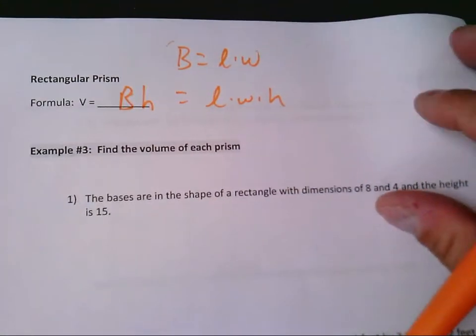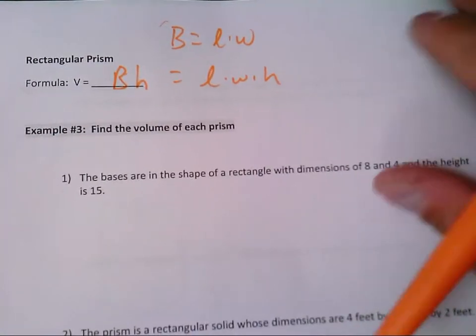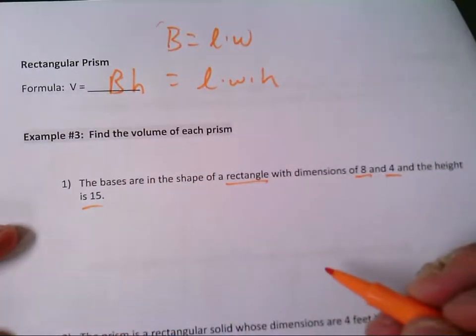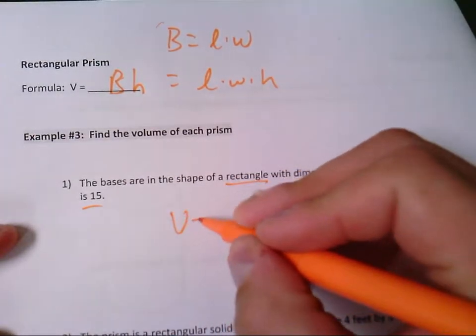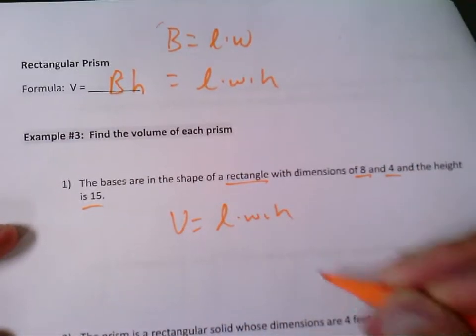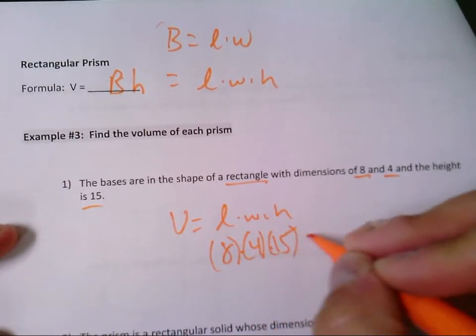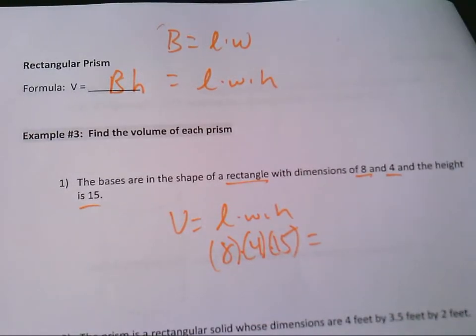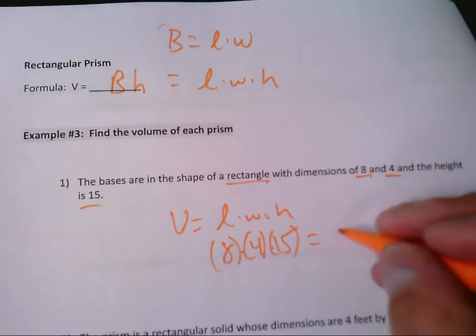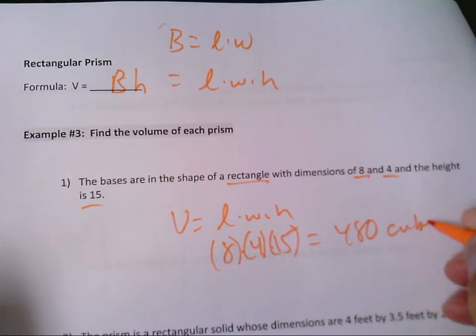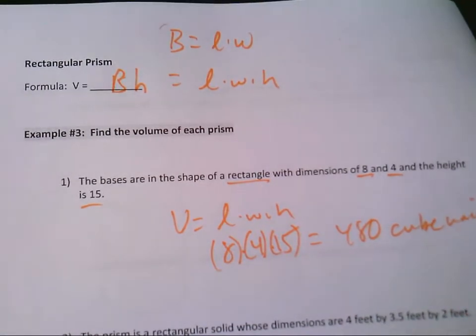All right, so here's example number 3, and we're going to find the volume of each prism. The base is the shape of a rectangle with dimensions of 8 and 4, and the height is 15. Well, if that's the case, then volume equals length times width times height. So we take 8 times 4 times 15. Okay, so then it's just multiplying. On the calculator, 8 times 4 times 15, and we get 480, and no units. So we'll just say cubic units.